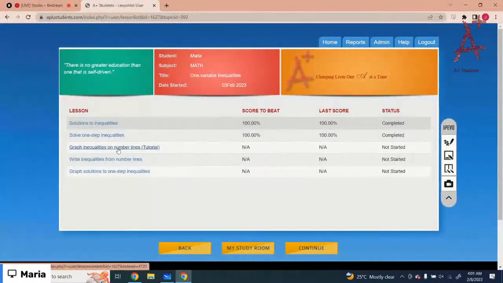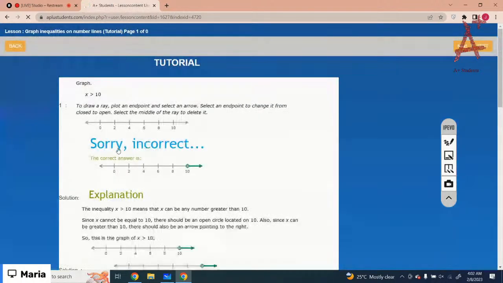So please make sure you have your notebook and pencil so that you can note down the important examples and definitions as well. So let's start with the first lesson, graph inequalities on number line.